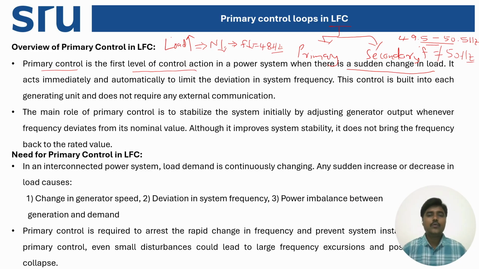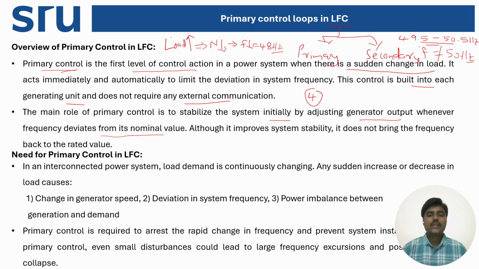And this kind of primary control is built into each and every generating unit and it does not require any external communication. Suppose in any one power plant, if there are 4 units, that means 4 generators, then 4 primary control layers will be installed, where each control layer is required for an individual unit. And remember, there is no communication between these 4 primary controls. So the main role of primary control is to stabilize the system initially by adjusting the generator output whenever frequency deviates from its nominal value.